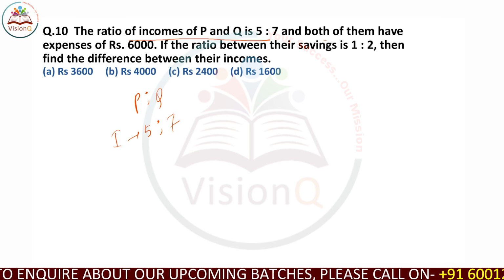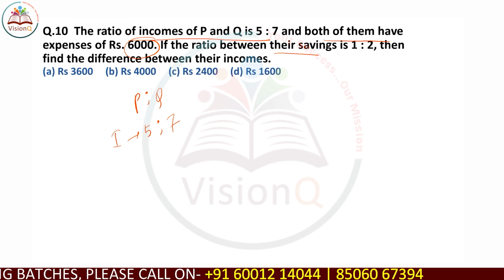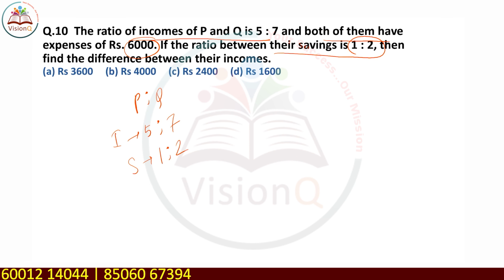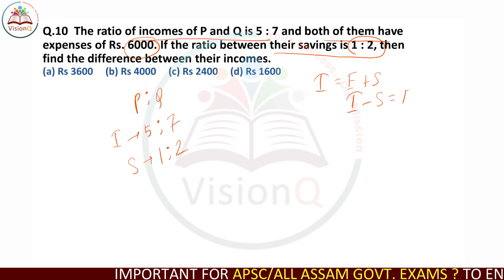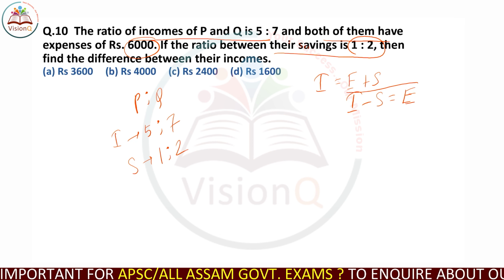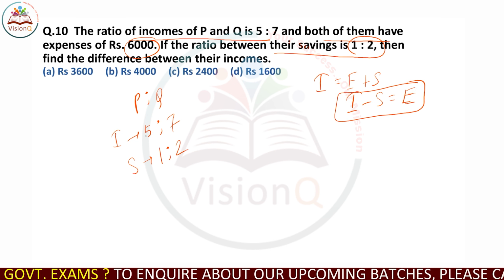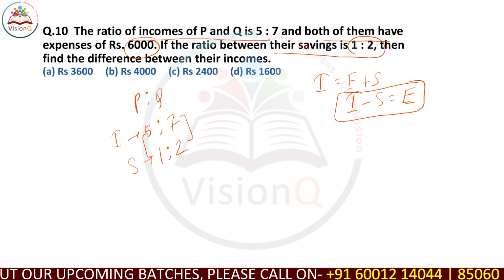Next, it is given that both of them have expenses of 6,000. And the ratio of their savings is 1:2. Savings ratio is how much? 1:2. Now we know, everyone, that income is equal to expense plus savings. So from this, can I say income minus savings will be expense, isn't it? Income minus savings will be expense. So this gap of income and savings, isn't it?